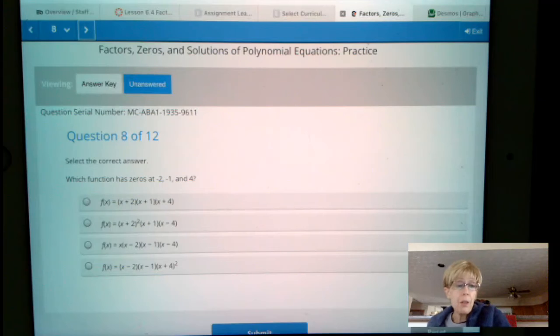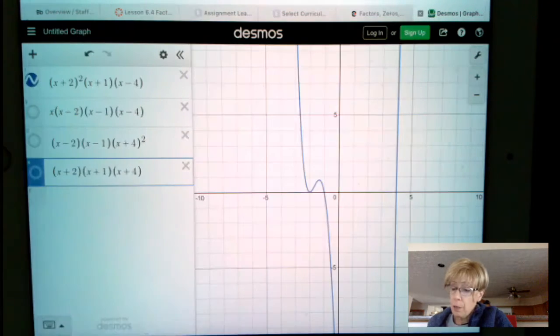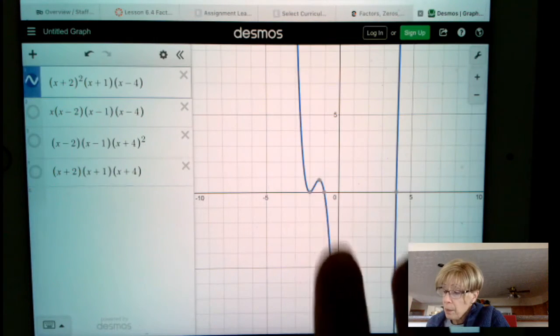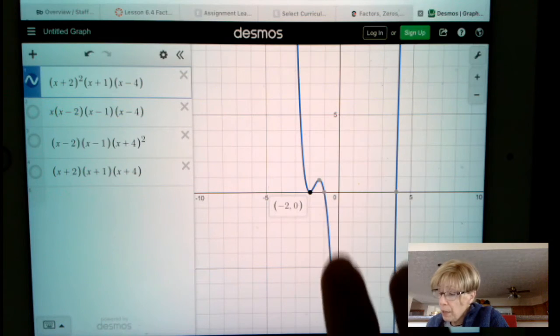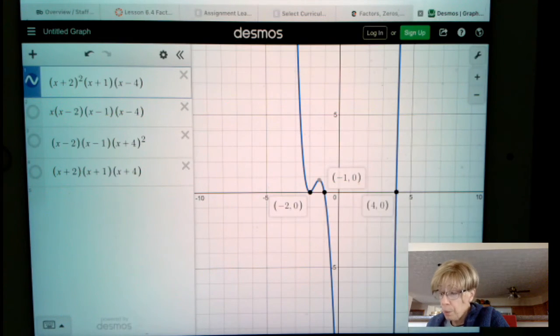If we look at the next one, again, I can recommend that you type it into Desmos. It is an easy way. And it says, which function has zeros at -2, -1, and 4? So if I flip over to Desmos and I turn on the first one, we have a 0 at -2, -1, and 1, 2, 3, 4. I got lucky. I think it is the first value.